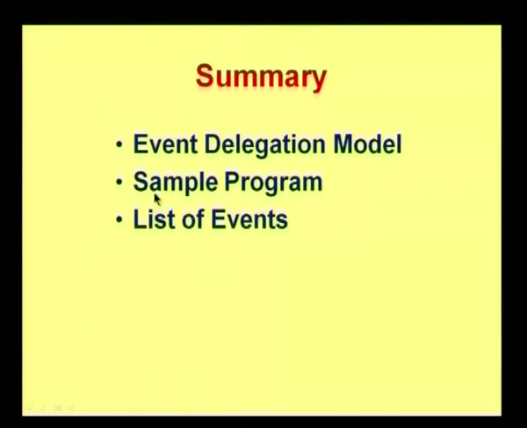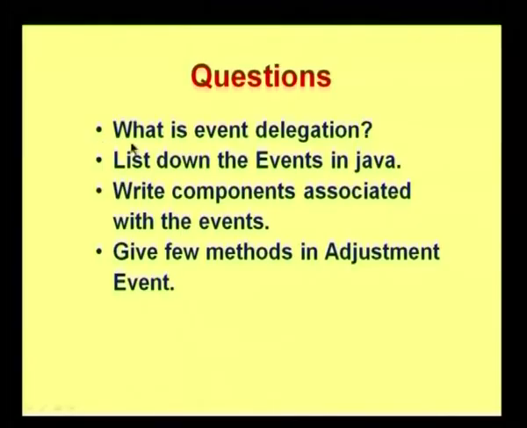As a summary, in this section we have seen what the event delegation model is, and then we have seen a few samples. We also have seen the list of events that get generated and the corresponding listeners that need to be added in order to listen to these events. From this we will be able to answer questions such as what is event delegation, list down the events in Java, components associated with the events, and a few methods in the adjustment events. Similarly, for all the events, you can list down the methods.